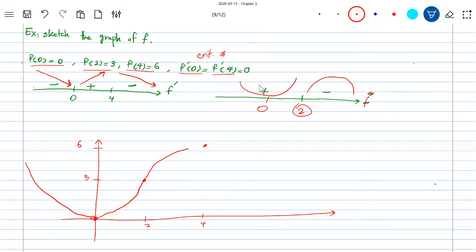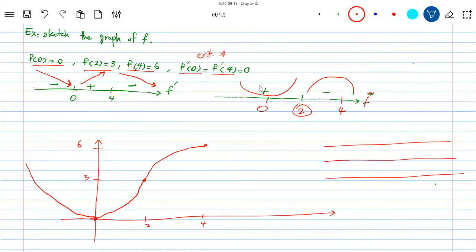And after that, it's still increasing, but concave down. It changes the concavity because here is 4. From 0 to 2 is concave up, and after that, it's concave down. The point 2 is an inflection point. Again, this is a combination of both graphs. You can draw a table and put them together.